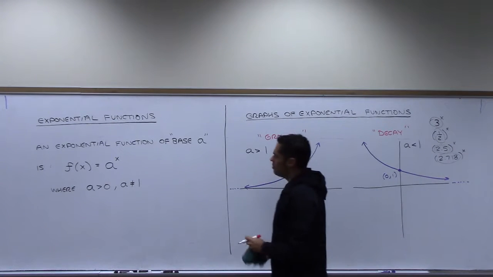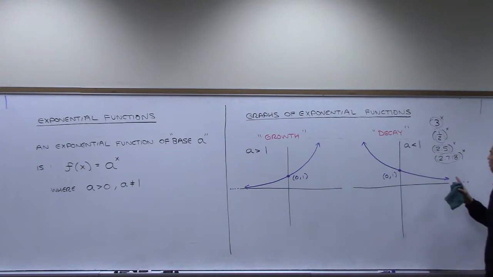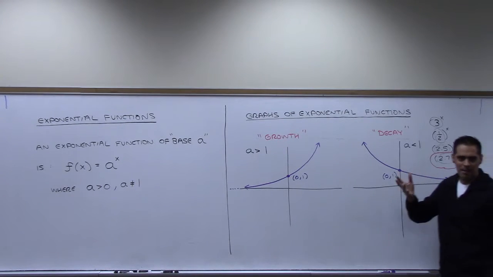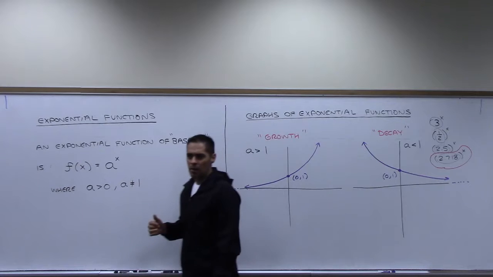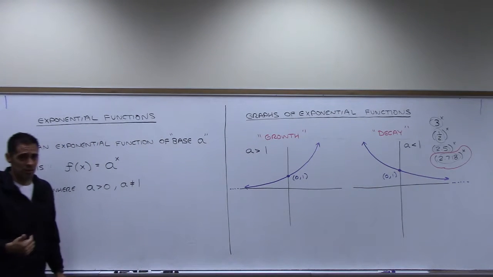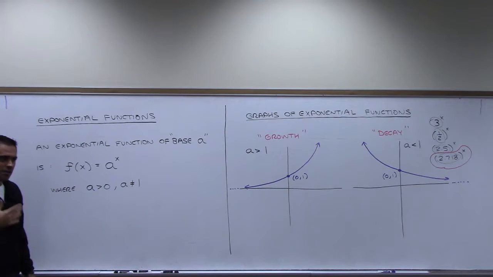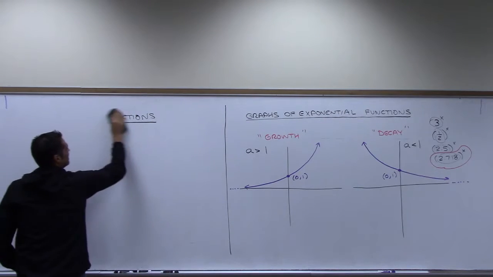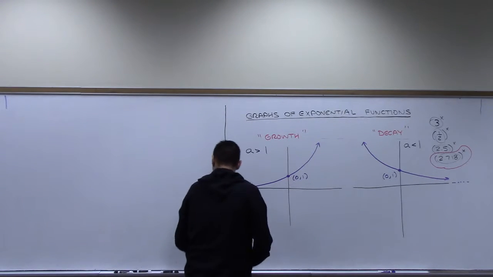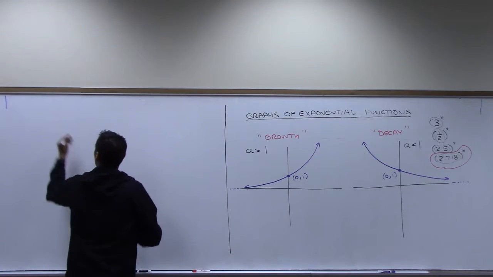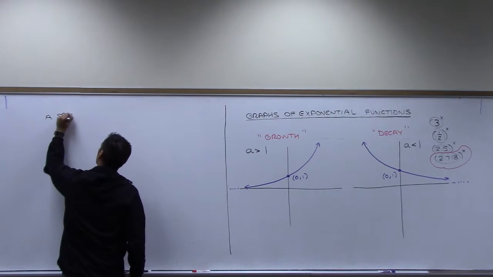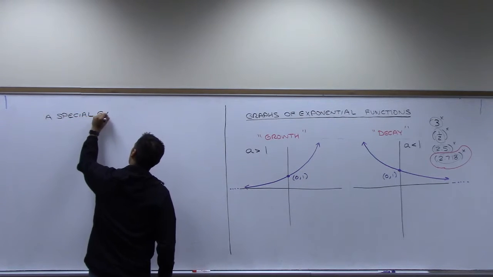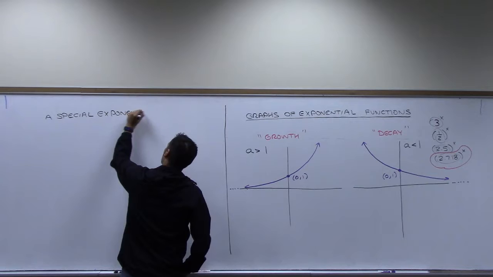All right, now there was one particular one that I asked you to do, this one. And you might be like, well, where did he get the 2.718 from? Did he just make up that number just for fun? Well, it turns out that that number is a very special number. And that's what I want to start today with: a very special exponential function.